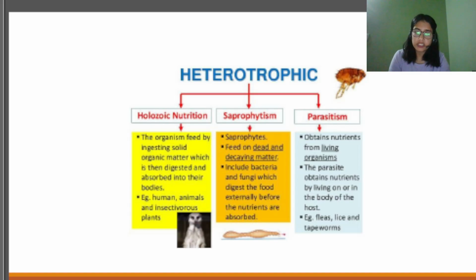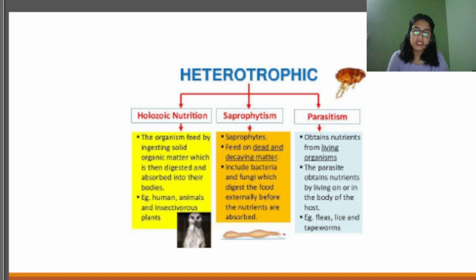If you talk about saprotrophism, saprophytes are those organisms which feed on dead and decaying matter, which we have discussed earlier, and they include bacteria and fungi which digest the food externally before the nutrients are absorbed. We have seen how they release certain digestive enzymes around themselves to break down the organic matter, which is then taken up by the membrane of that organism later on.